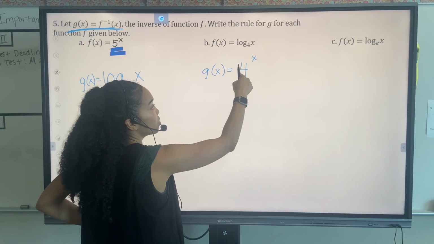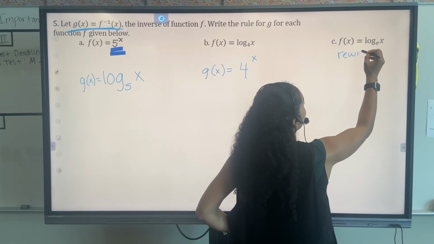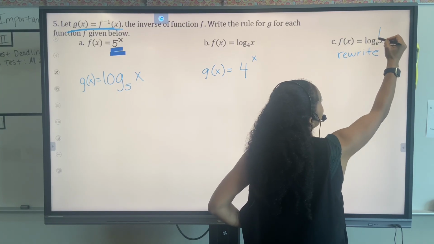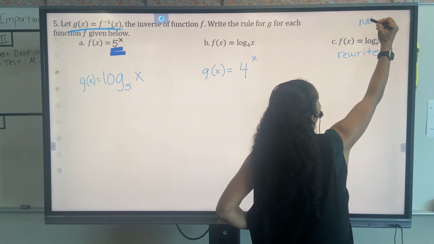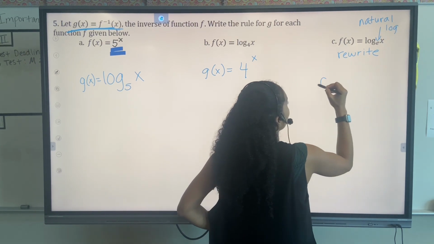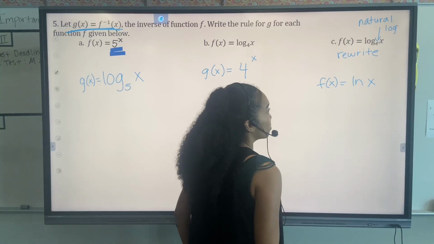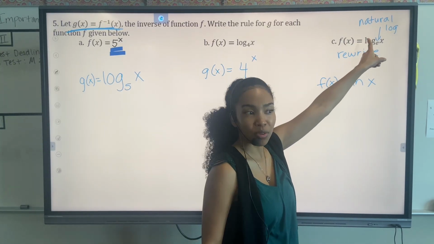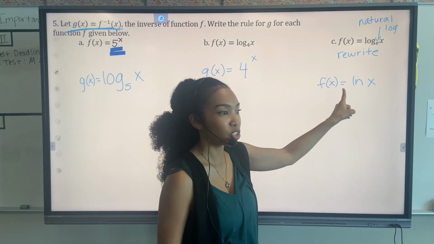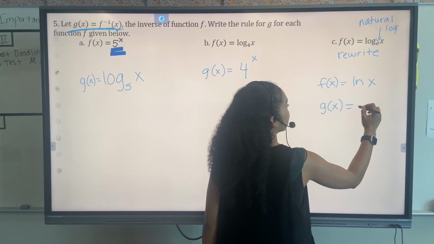This is the inverse. Now guys, we need to rewrite this, because whenever you have base e, that's called the natural log. So the proper way to write this question would be f of x equals natural log of x. You won't really see that. Log with the base e, you write it like this, the natural log. Okay, so guys, what's the inverse of this? E to the power of x.